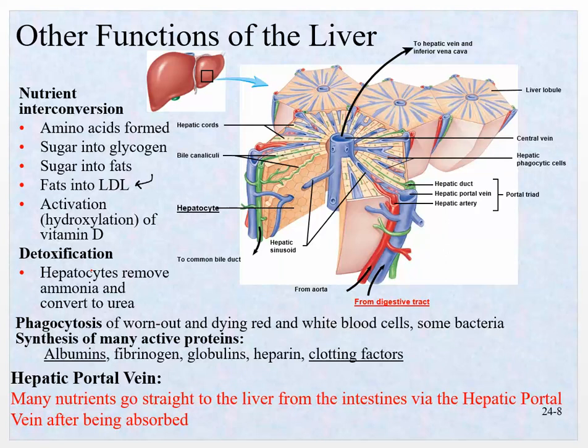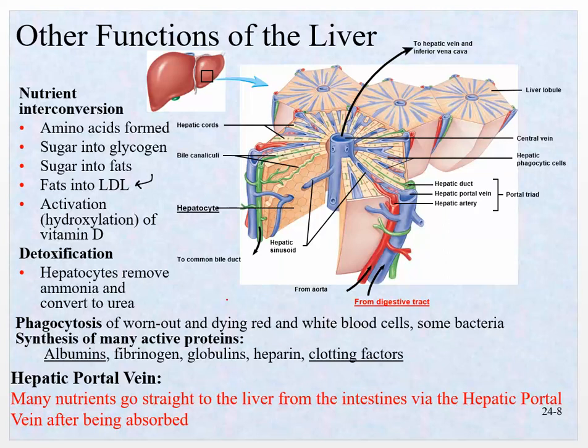Clotting factors are for clotting. So if your liver is bad, you're not going to be able to make clotting factors, also anti-clotting factors, but that's going to interfere with your clotting. Just liver damage will do that. Liver failure. That's why people can't live without a liver.